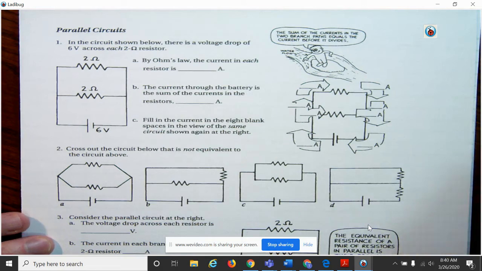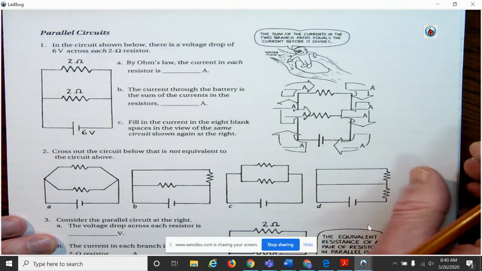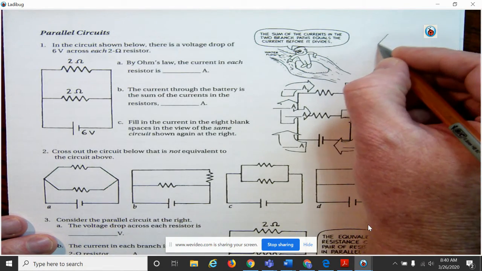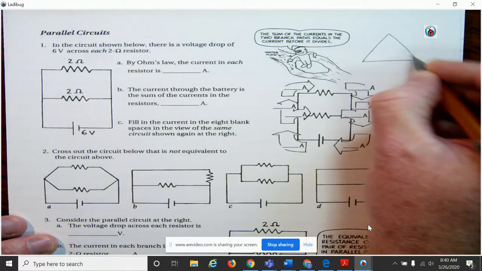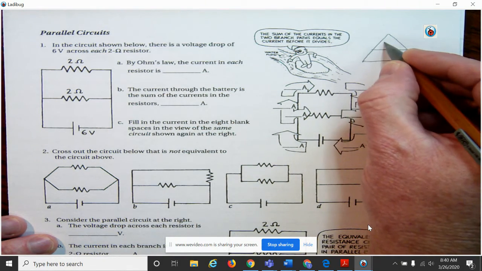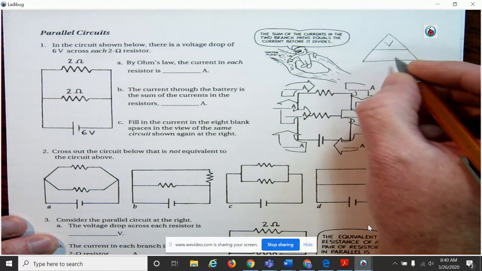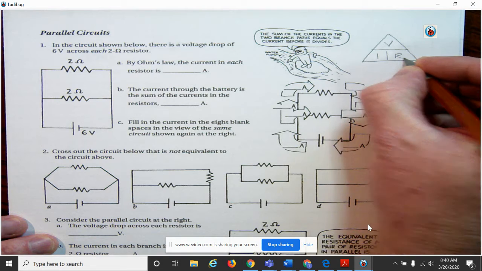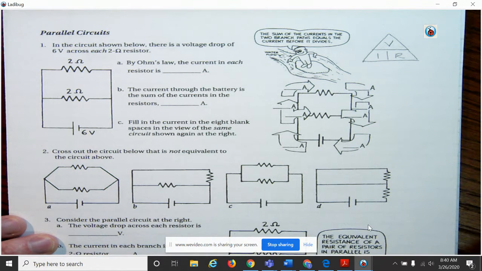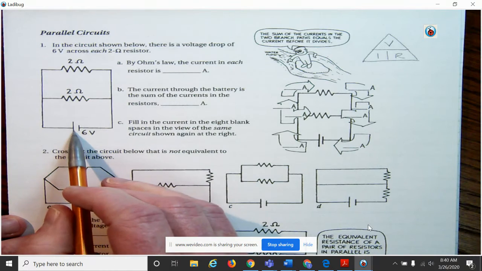First of all, before we can get started with this sheet, I want to go ahead and put the Ohm's law triangle on here, because we're going to use that over and over again. So we have voltage, current, and resistance.